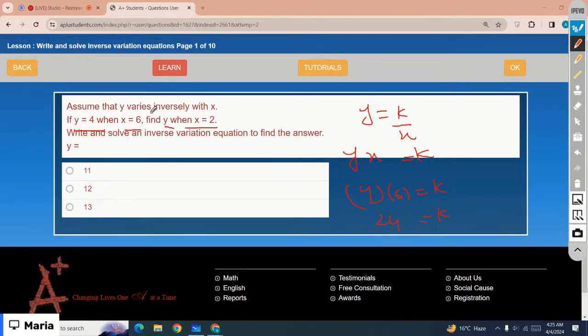Now just use the equation you have. We need to find the value of y. K is 24, x is 2, y equals 12. That means the correct option is 12. Got it? Option number 2 is the correct option. That is 12.